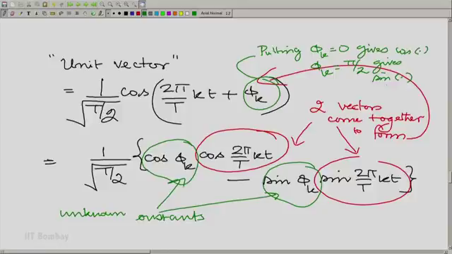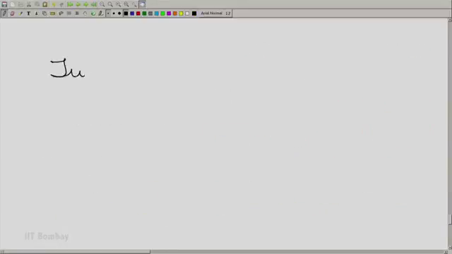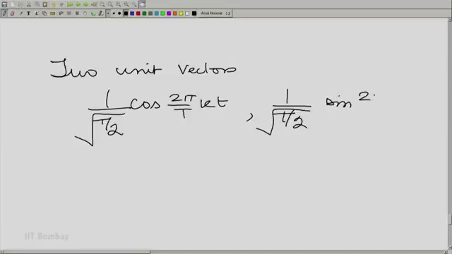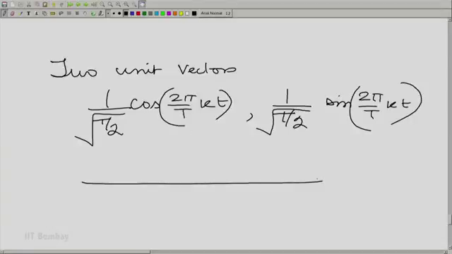I know what these unit vectors are. Let me write that down. So, the two unit vectors are essentially cos 2 pi by t kt divided by the square root of t by 2 and sine 2 pi by t kt divided by square root t by 2. Now, we are all set to find the components in the next session, and we will do that. Thank you.